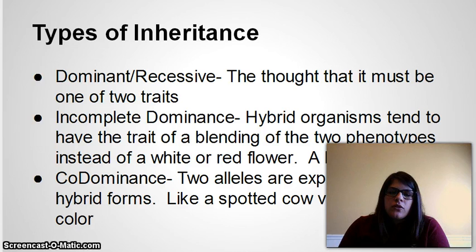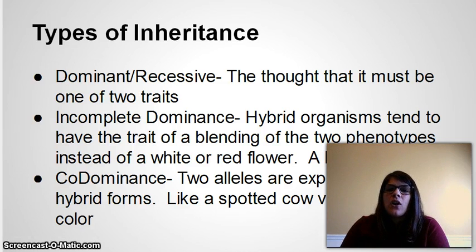Today we're going to go into incomplete dominance. Hybrid organisms in incomplete dominance tend to have the trait of a blending of the two phenotypes. So, for example, with flowers, if you have a recessive trait being white in flower color and a dominant being red in flower color, we get a hybrid or a heterozygote, which is pink. So you can see the blending of the two there.